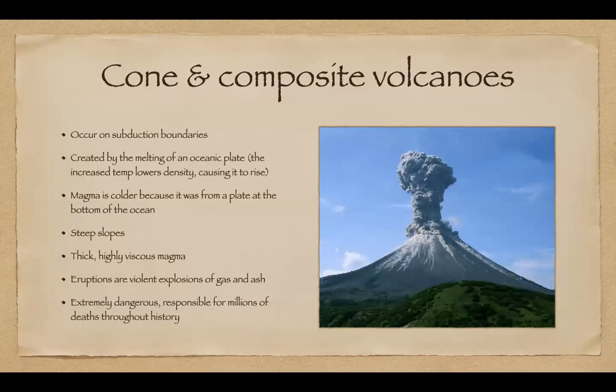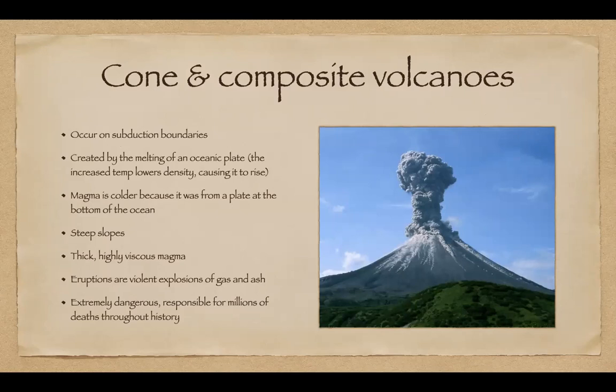But these ones come from subduction. And as a result of that, we get these violent explosions that you see in that picture. So make sure in your notes that you have the fact that it's a subduction boundary, that it's created by the melting of an oceanic plate. As it descends into the mantle, it increases in temperature, which lowers its density, and it rises to the surface to try and find an opening.